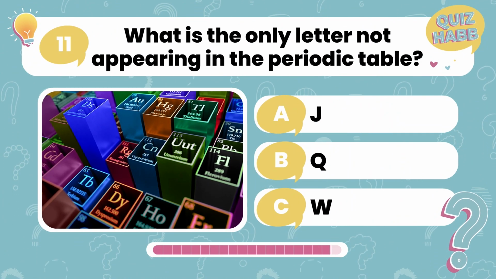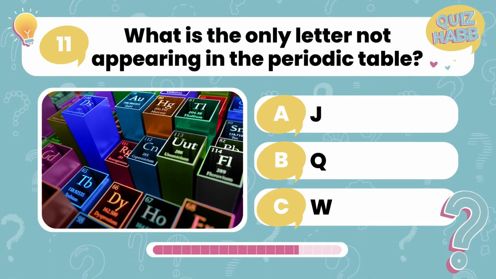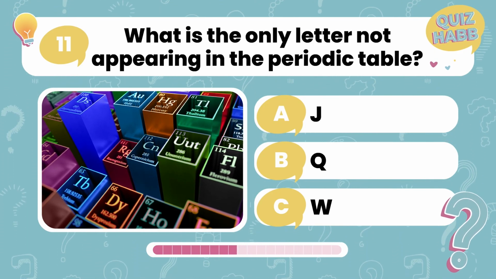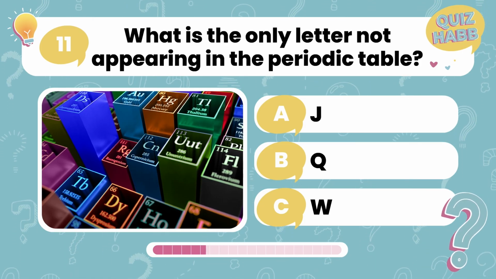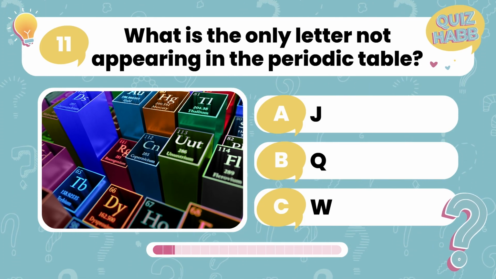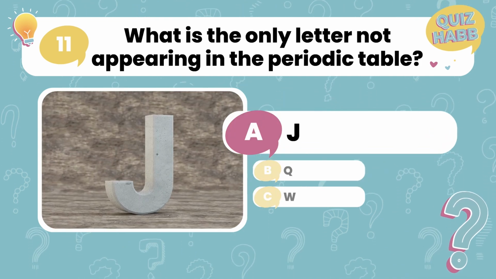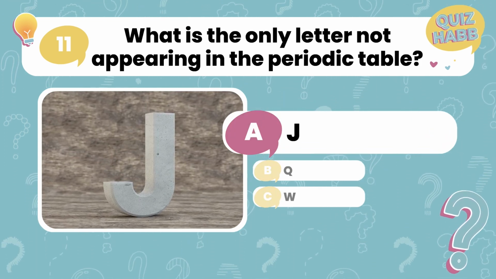What is the only letter not appearing in the periodic table? A. J. B. Q. C. W. Correct answer, J. It does not occur in any chemical symbol.